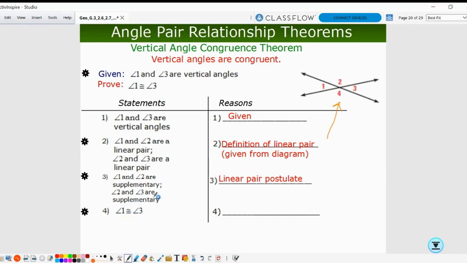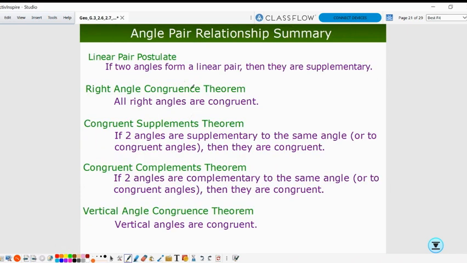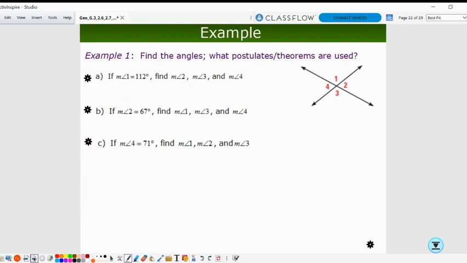Next, we're going from supplementary to say these two angles are congruent. Now, if you notice, 1 with 2 are supplement, 2 with 3 are supplement, therefore 1 and 3 have to be congruent. That's your congruent supplements theorem. We went through all of these postulates in this video, and we'll take a look at some examples.